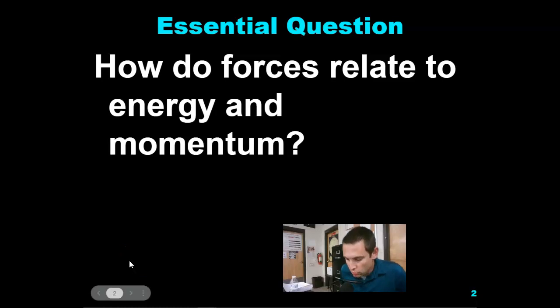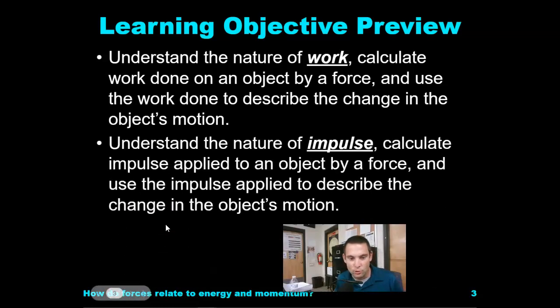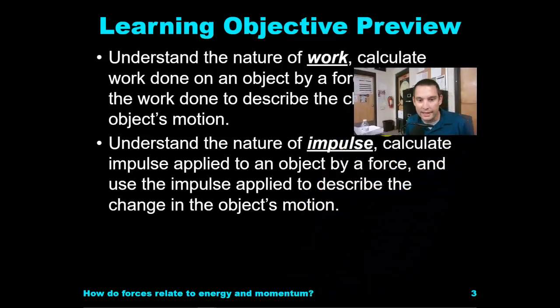Here we go, on to 2.7. How do forces relate to energy and momentum? Our objectives: understand the nature of work, calculate work done on an object by a force, and use the work done to describe the change in the object's motion. Understand the nature of impulse. Calculate impulse applied to an object by a force, and use the impulse applied to describe the change in an object's motion.